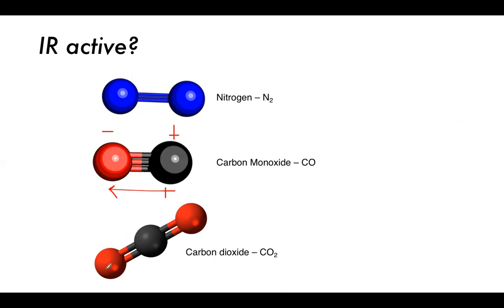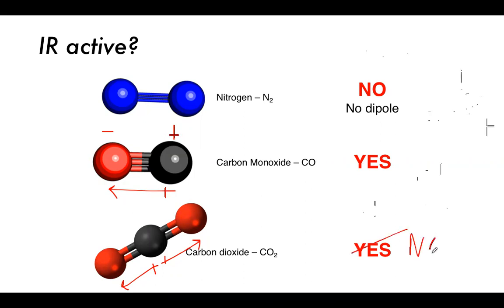Then the last one, carbon dioxide. It's a linear molecule. It has two carbon-oxygen bonds. We just learned that carbon-oxygen bonds could be polar. So maybe this is IR active. It's not going to be IR active because remember that the dipole moments here are canceling each other out. They're the same and they're pointing in opposite directions. They totally cancel each other out. So no dipole, and carbon dioxide is not IR active.